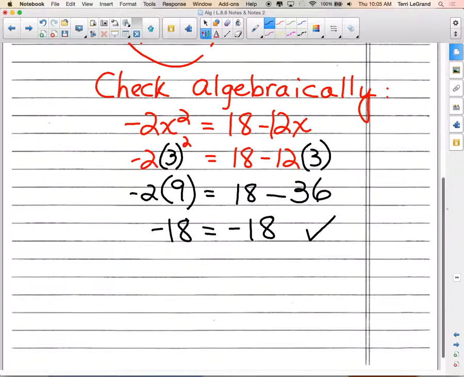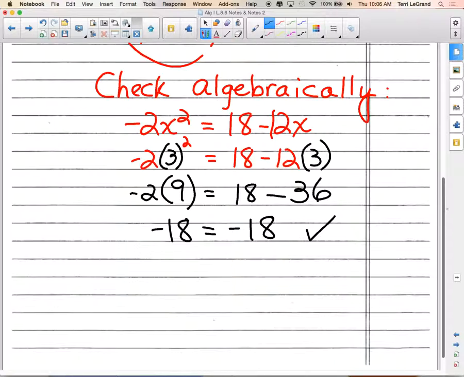It checks. So I want you to be able to check your solution or solutions algebraically also. If there were 2 solutions, would there be 2 check problems? Yes, they each need their own check problems. So if you don't do it in the original? Yeah, then it would probably be wrong.